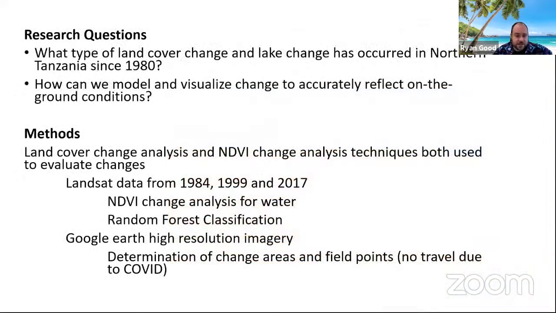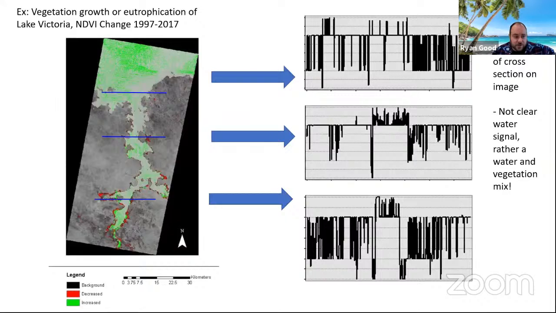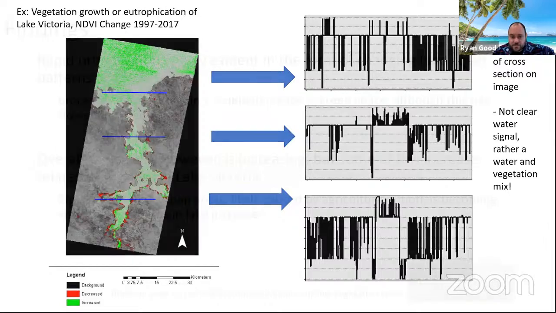So this paper is seeking to understand what kind of land cover change occurs in northern Tanzania and how we can model and visualize that change using a combination of methods such as NDVI change analysis, random forest classifications, and Google Earth high resolution imagery to determine change. Just as one quick result, we can see that looking at NDVI, the signature is picking up greenness in the lake, which supports what we saw in the previous paper with the visible greenness in parts of Lake Victoria.